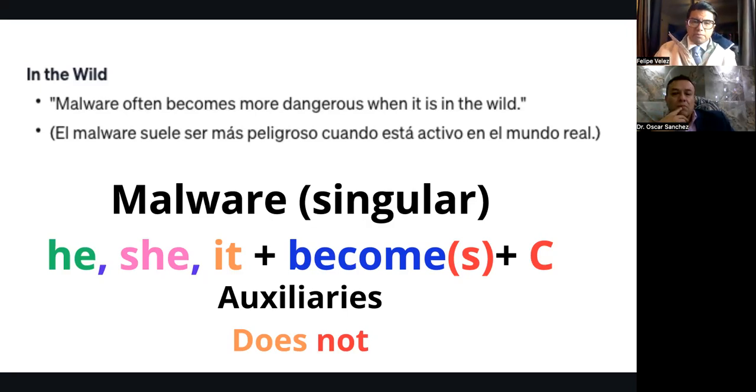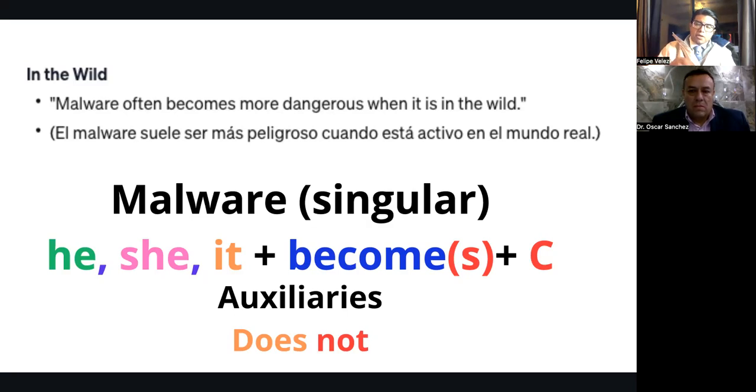Again, you do it yourself. Malware often. Is it often, or often with the t? Well, some people pronounce the t, but it's okay to say both. To be honest, it's more correct to say often without it. Okay. Malware often becomes more dangerous when it is in the wild. So when it's in the wild, it means that it's already out there.